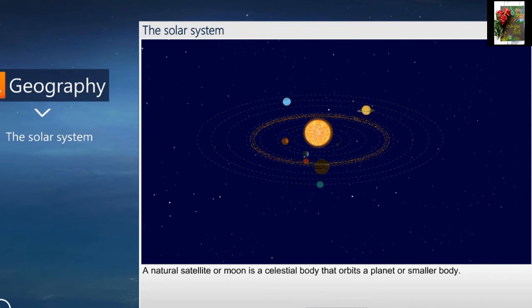A natural satellite or moon is a celestial body that orbits a planet or smaller body.